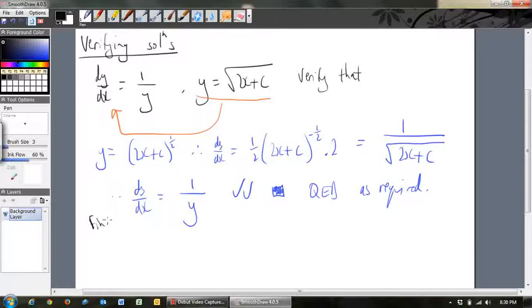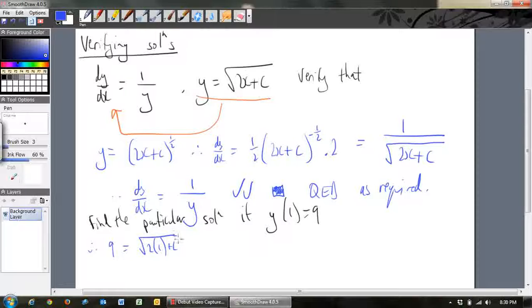So then the question might go on to say, find the particular solution if y(1) equals 9. So you're given a point. Let's find the particular solution by substituting it in. Here's your general solution. So y, 9 equals the square root of 2 times 1 plus c. Therefore, we have 9 equals the square root of 2 plus c. Let's square both sides. We have 81 equals 2 plus c.